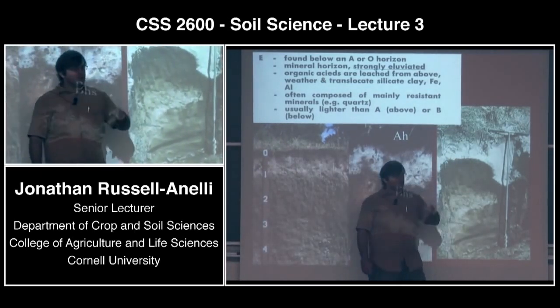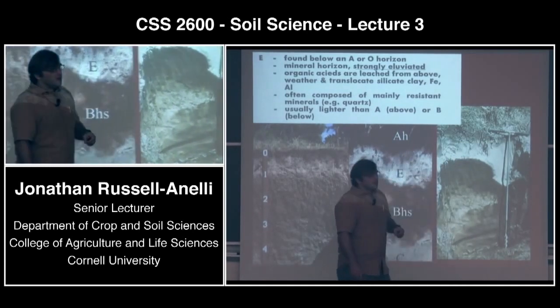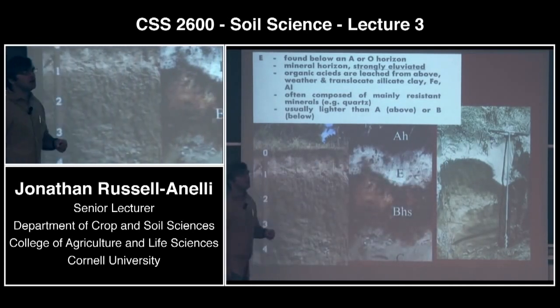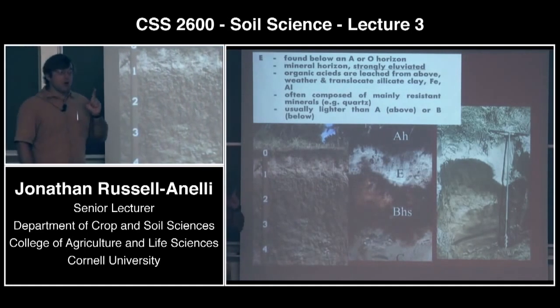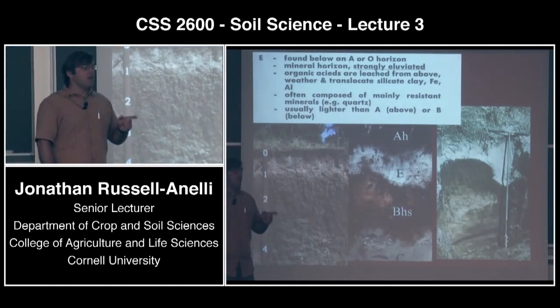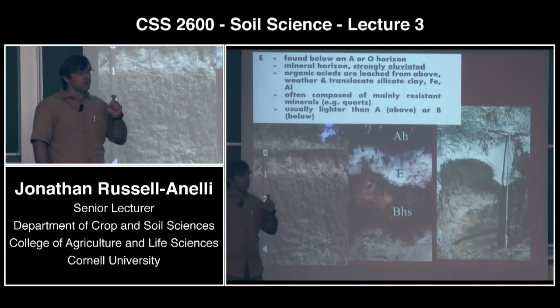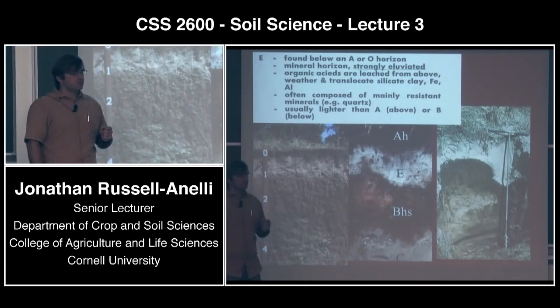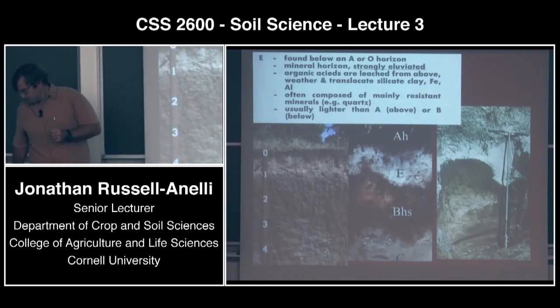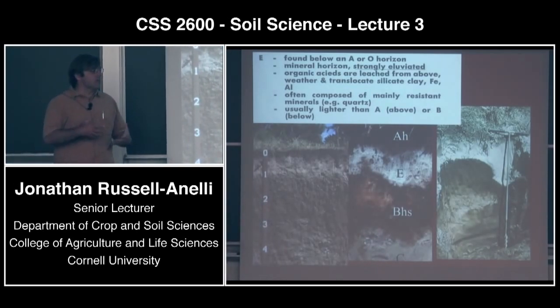How do you tell the difference between the A and the O if they both have a lot of organic matter? The O is all organic matter. The A is a mineral horizon with organic matter. It's the mineral horizon with the maximum amount of organic material. If the organic matter accumulates enough, that A will turn into an O.